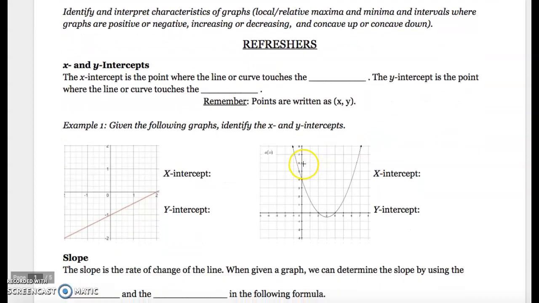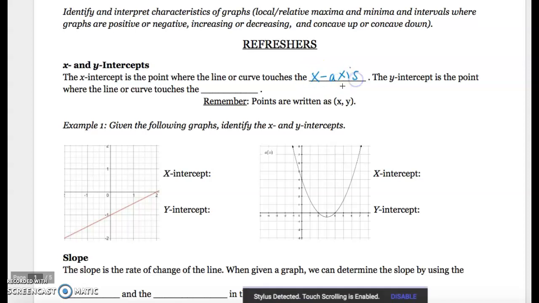Okay. So the first thing we're going to talk about are x and y intercepts because those are important parts of graphs. The x-intercept is the point where the line or curve touches the x-axis. And the y-intercept is the point where the line or the curve touches the y-axis. And we write x and y intercepts as points. So they should be in parentheses, (x, y), as the point.